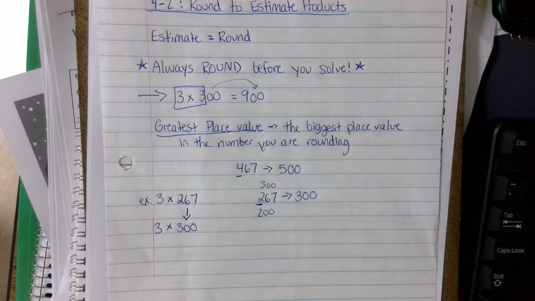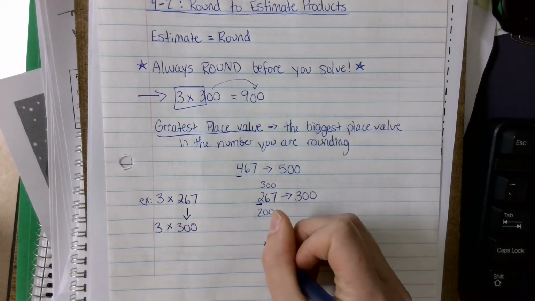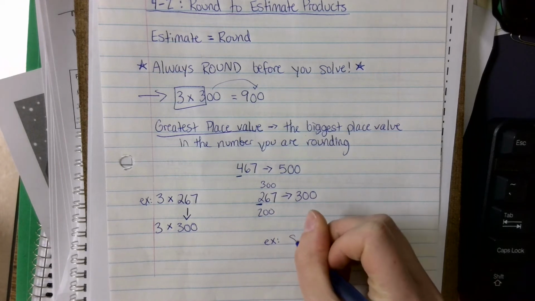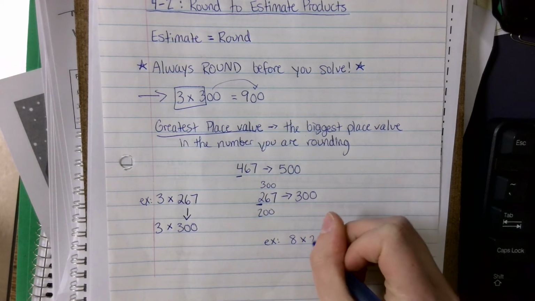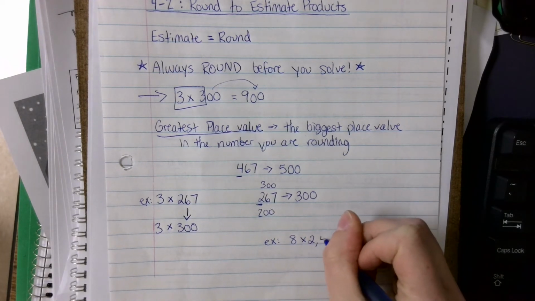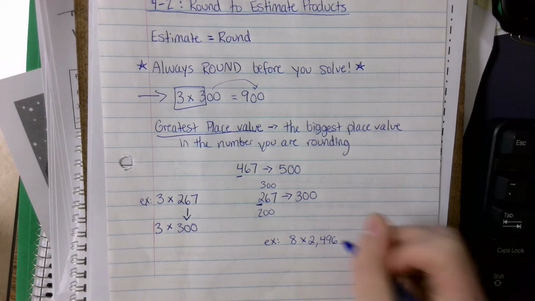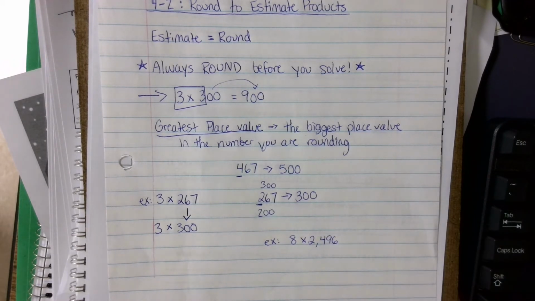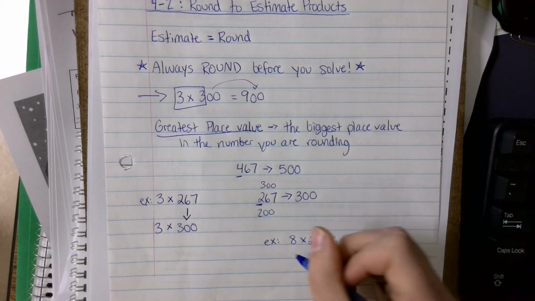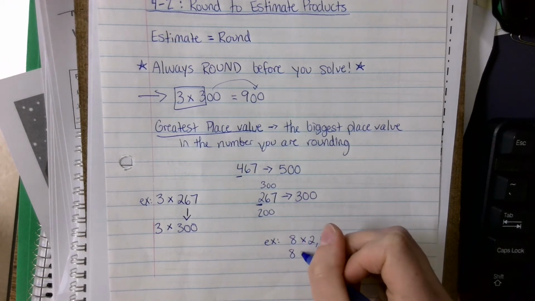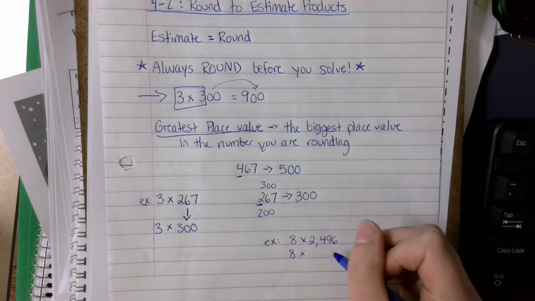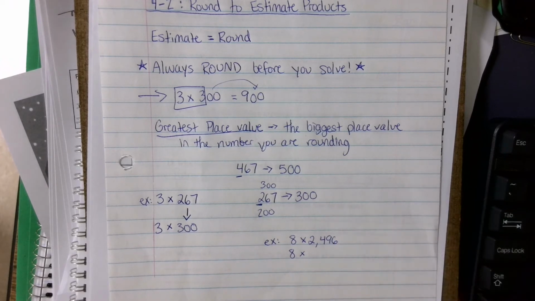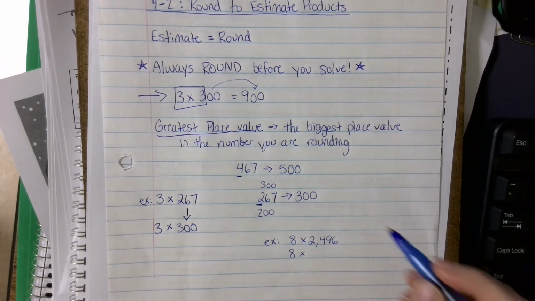Let's do another example. What if we had a problem like 8 times 2,496? Okay, so if this is my problem, again, I'm going to keep the 8, bring down my multiplication symbol, but this number is the one that's nice and big, and then I have to focus on rounding.